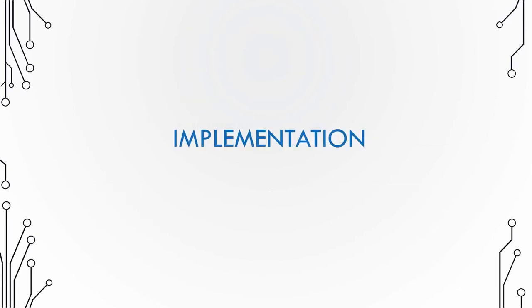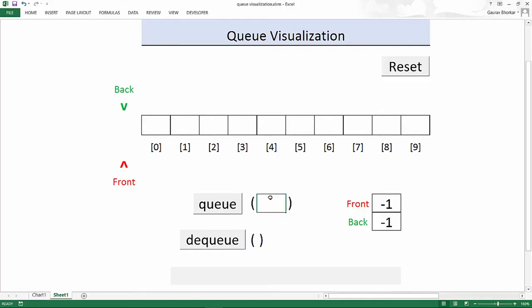So let us see a possible implementation scenario for a dequeue operation. This is an array visualization of a queue, and as discussed in the last video, we have two pointers, one is front and one is back. Front points to the front of the queue, that is the first element, and back points to the end of the queue, that is the last element. Now there is nothing in the queue, so front and back are storing the value -1. That means the queue is empty.